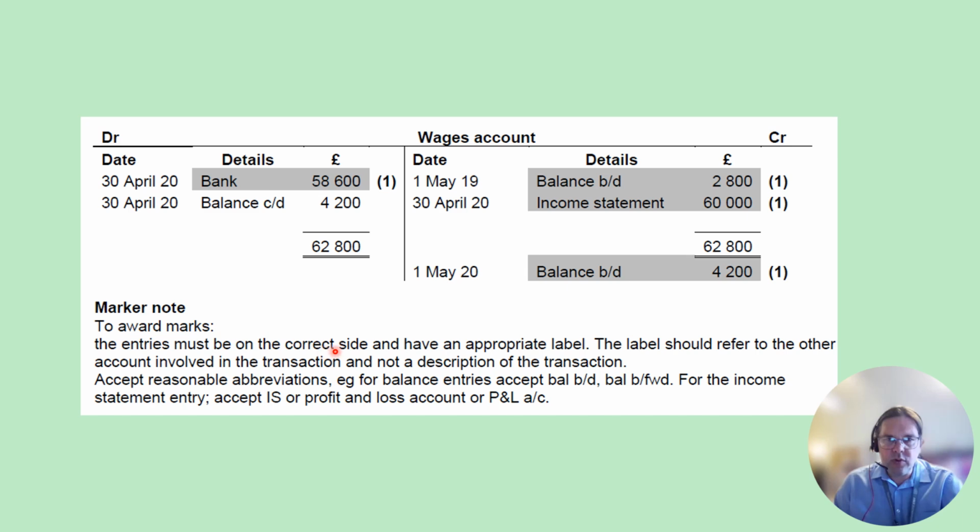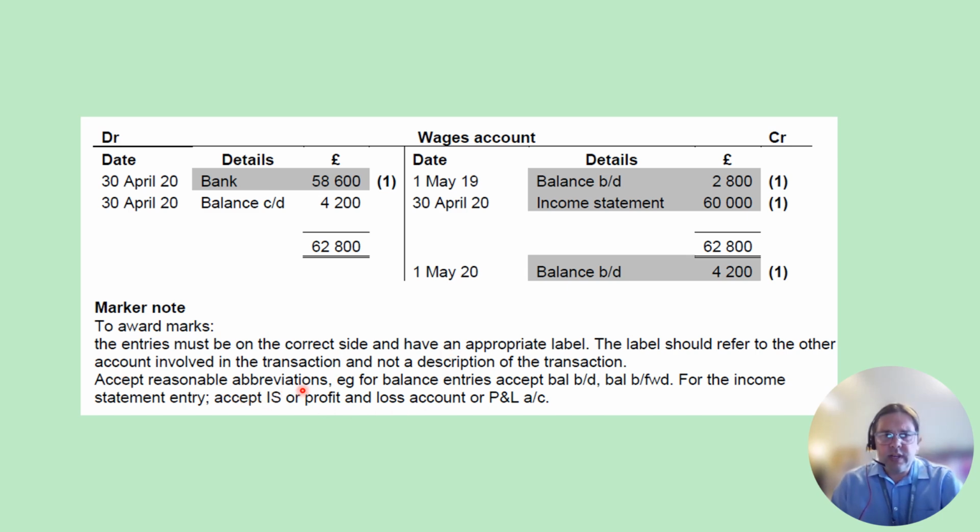Just look at these marker notes. The entries must be on the correct side and have an appropriate label. Labeling is a big part of accounts, so you've got to be careful. You've got to make sure that the label is for the other T account, the other side of the entry. So in this one, it has to be bank because it goes through the bank account. It's got to be income statement. You've got to check the labeling carefully. It should not be a description of the transaction. You couldn't put wages, it is the wages account. Sometimes people do that, or even just put the name Harley, which is the name of the owner. There are some weird things I've seen done in these questions.